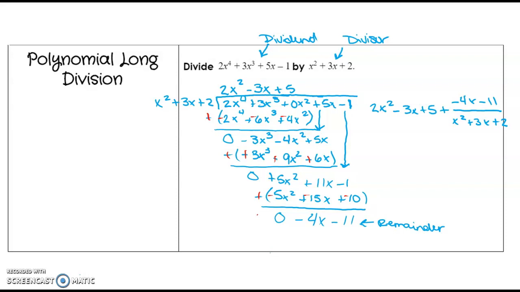So now if I were to check this, I would need to multiply my divisor, which is x squared plus 3x plus 2, times this entire quotient, which is this. So it would be kind of a mess to check it, but you should get 2x to the fourth plus 3x cubed plus 5x minus 1.